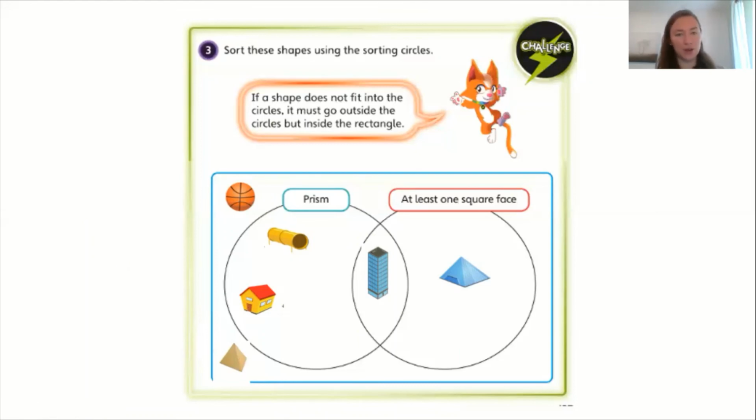Well done if you got your questions right today. Again, don't forget to go and have a look at the nets that I've sent you, and have a go at finding some objects around your house that are the same shape as those nets. In your book today, you are working on page 92. Good luck with your work, and if you've got any questions, please remember to email me. Bye.